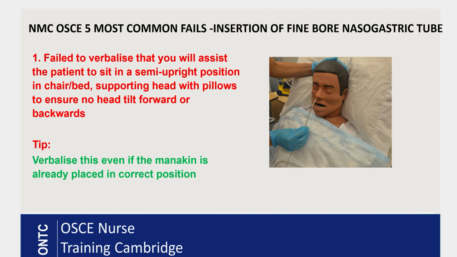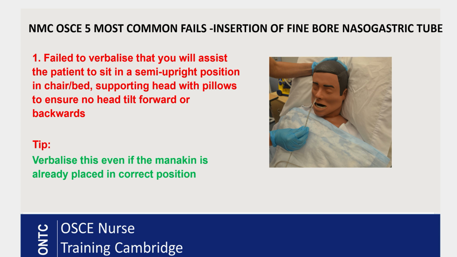So let's go through the most common fails. The first one: failing to verbalize that you will assist the patient to sit in a semi-upright position in a chair or bed. That might seem obvious because the mannequin is already placed in that position. In the exam they don't like you to move mannequins, but that doesn't mean you do not show your knowledge and verbalize it. You just think, oh, the mannequin is already in that position, I'm okay to insert it. You go ahead and insert it, and the examiner then gives you feedback later that the reason for failure was that you did not verbalize the correct position.